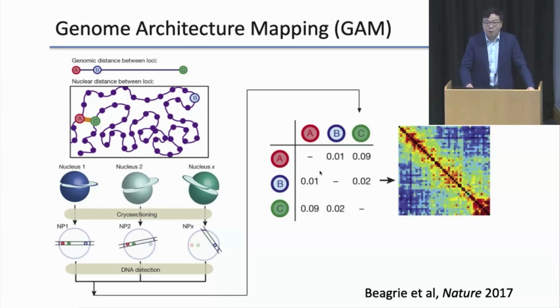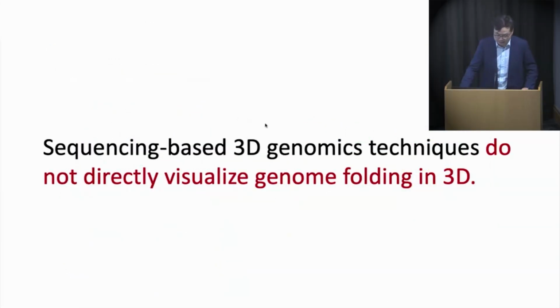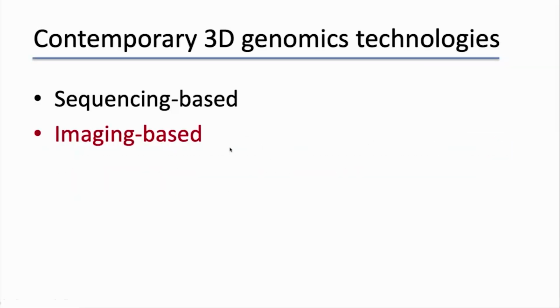All right, so far we've talked about 4 sequencing-based 3D genomics techniques already: Hi-C, Deep-C, SPRITE, and GAM. And you can see a common limitation of these techniques is they measure contact, right? They measure pairwise or higher order contact, but they do not provide direct visualization of genome folding in 3D. They do not visualize the 3D folding path of chromatin directly. That's actually what the image-based 3D genomics technologies do and what my lab focuses on.